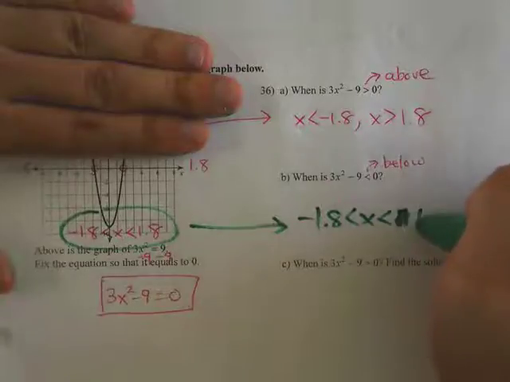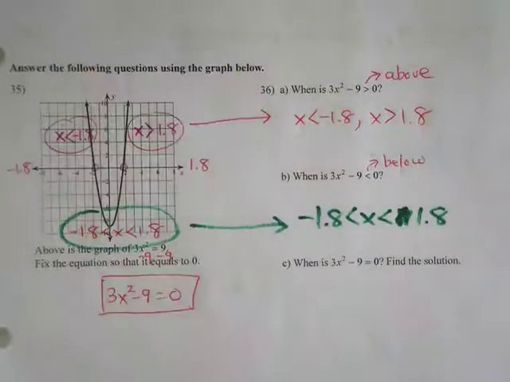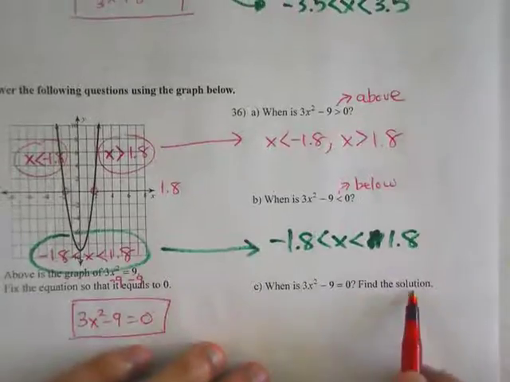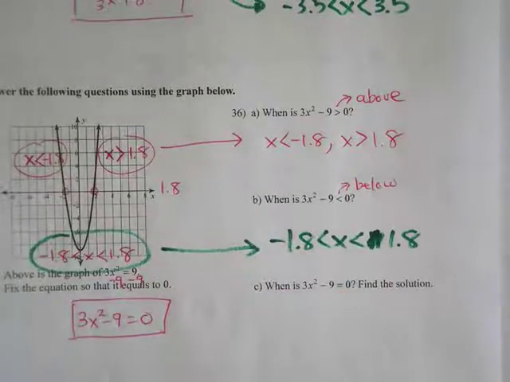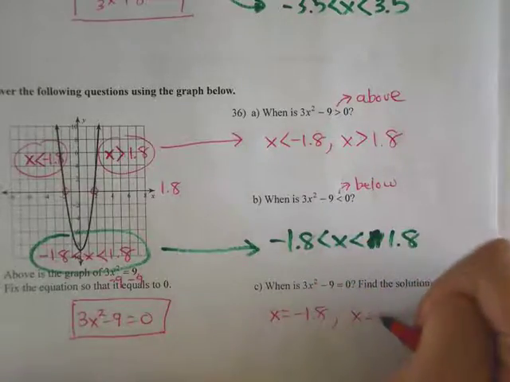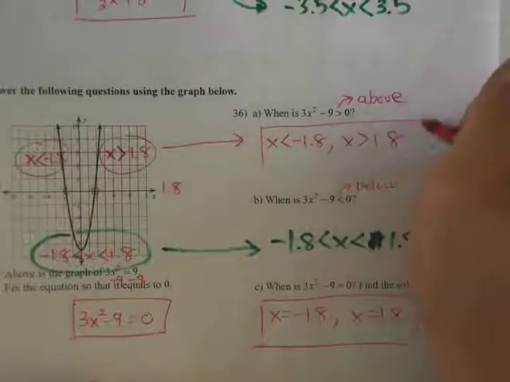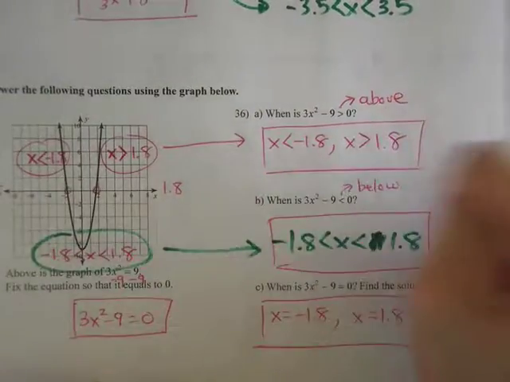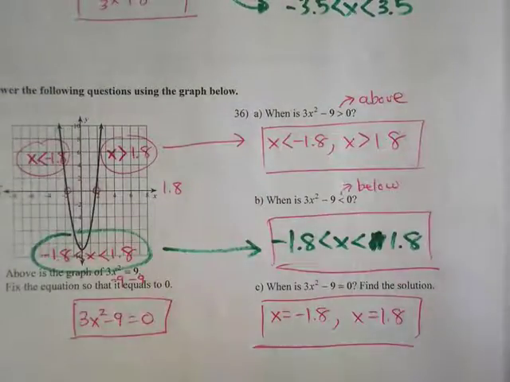Sorry about that. Okay, equal sign. Find the solution. You're really finding where it intersects the x-axis. And so there were two places. X equals negative 1.8. X equals 1.8. Again, find the solution is where it crosses the x-axis. Really, you're just finding your x-intercepts. Okay. One, two, three, four. Okay.